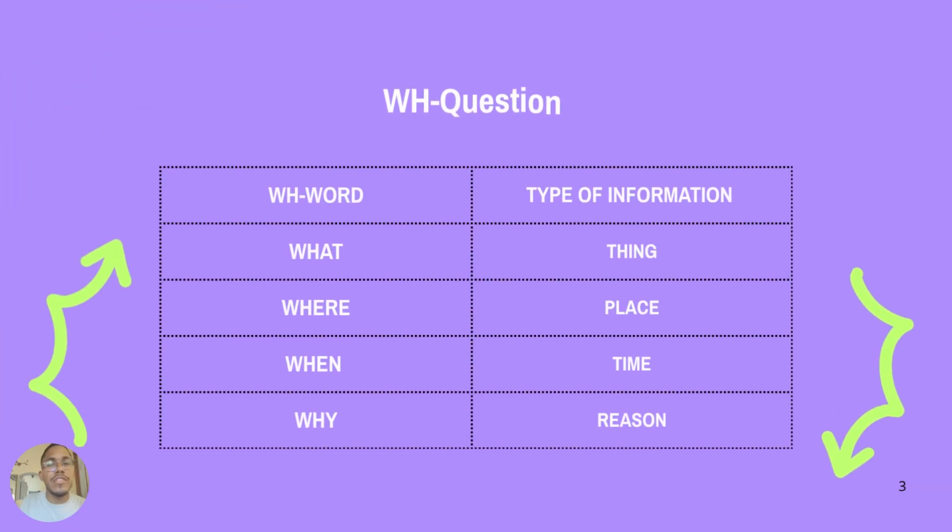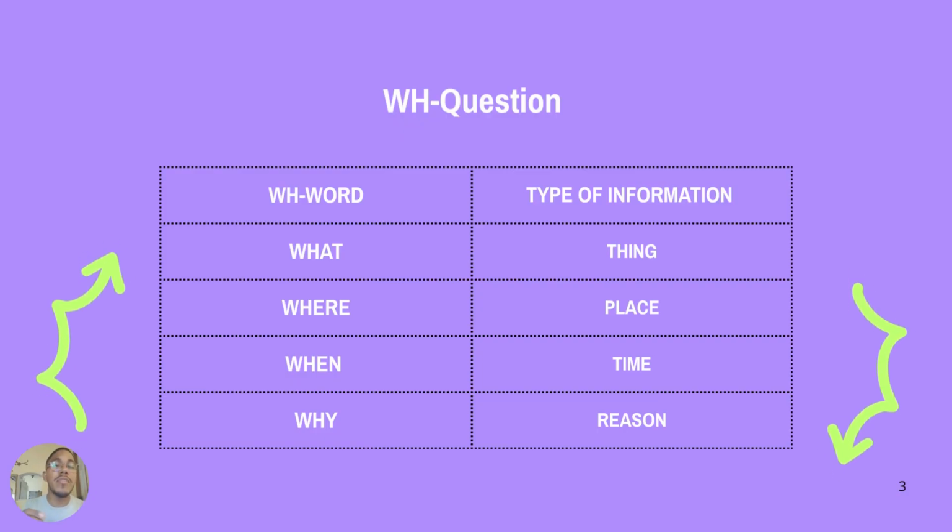Next is the usage of W questions. Each W word asks for a different type of information. What is used for a thing, where for a place, when for time, and why for a reason. When you respond to another person, or the teacher asks you, you have to keep all the types of information: what, thing; where, place; when, time; and why, reason.